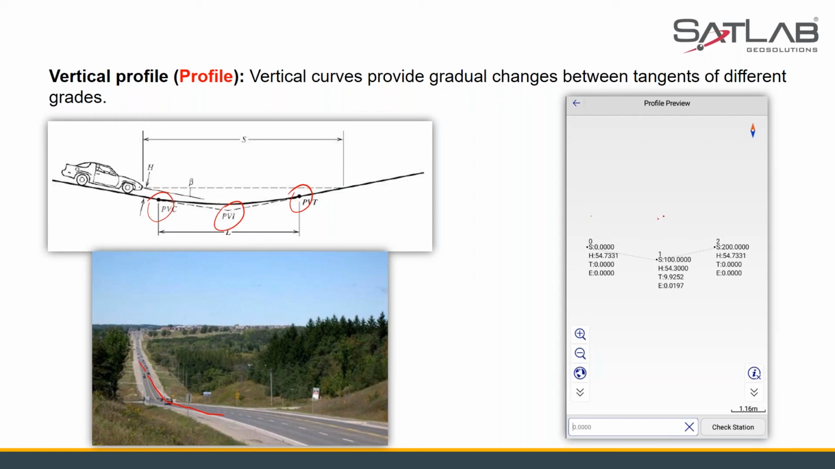So in this particular part, sometimes we may have the sag, or sometimes we have the crest. So let's see how we can design the sag and the crest. This is the profile view in our software, in which you can understand this is 0 to 1, from 1 to 2. This is total, it's 200.